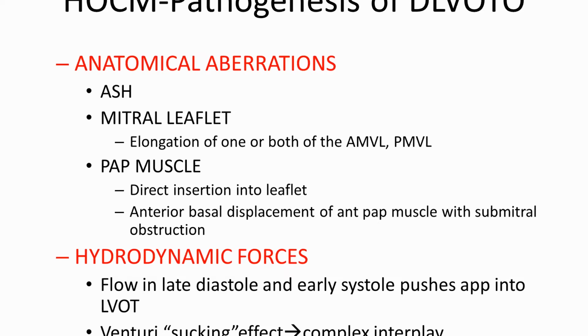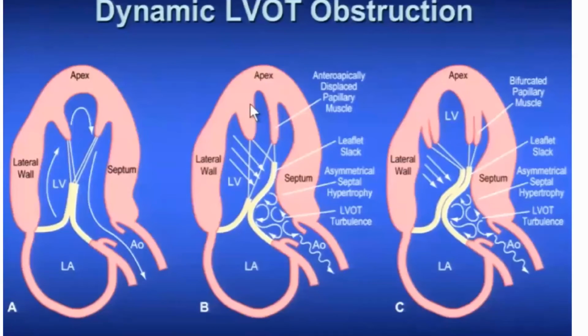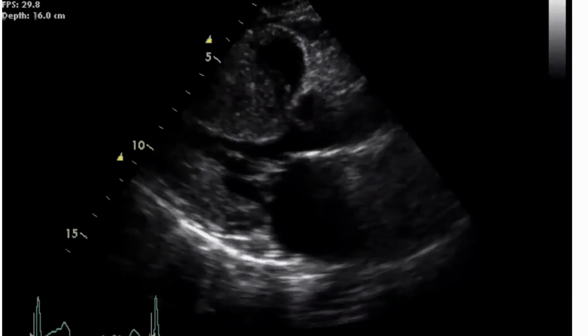And you can see here, I think everyone's seen this slide, you have this anteroapically displaced papillary muscle that tends to pull the plane of coaptation up into the LVOT, and you get the pushing effect. You've got the ASH there, and sometimes you can see the bifurcated papillary muscles. So it's more than just this. It's to do with the papillary and the subvalvular and the leaflets. It all contributes to it.